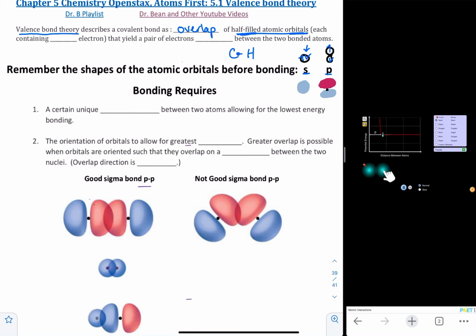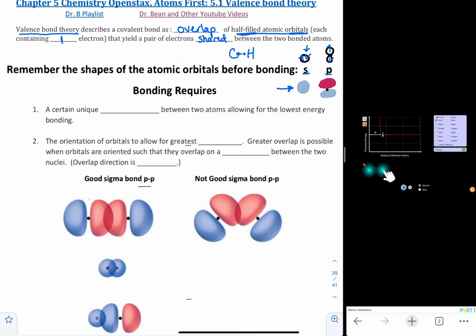Each of the half-filled orbitals contains 1 electron, and when they overlap and come together, you have a pair of electrons that are shared, that's the covalent side of things, between the 2 bonded atoms. So just a reminder again, there's the shapes. We're going to be using this kind of a shape.